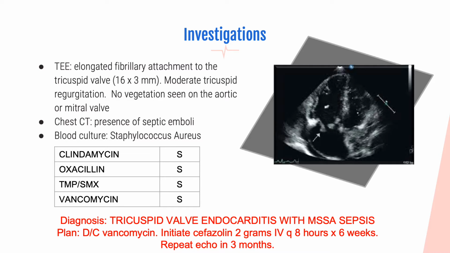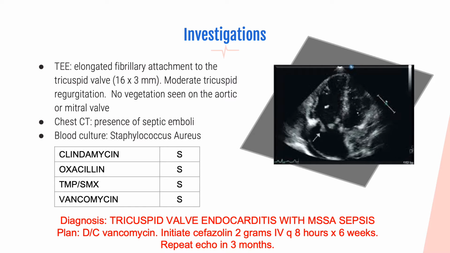The echocardiogram showed an elongated fibrillary attachment to the tricuspid valve measuring 16 by 3 millimeters. There was moderate tricuspid regurgitation. No vegetation was seen on the aortic or mitral valves. A chest CT confirmed the presence of septic emboli with cavitations.